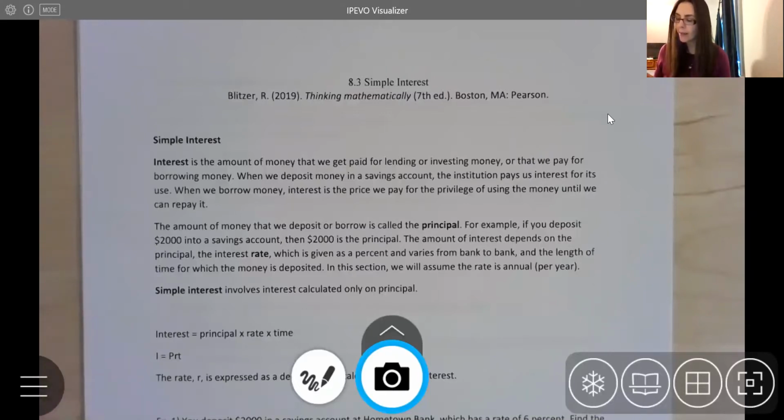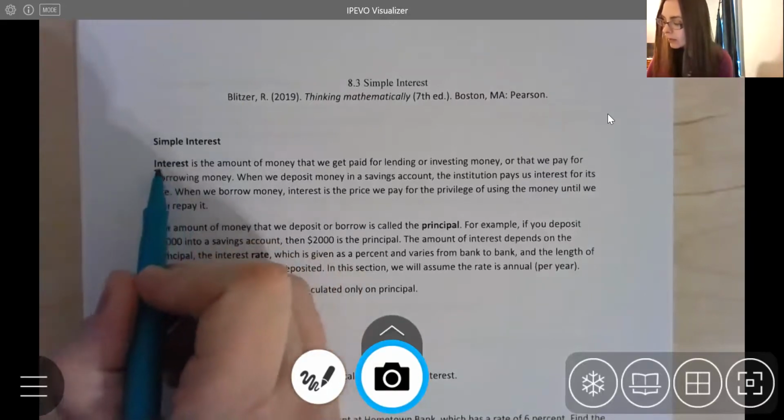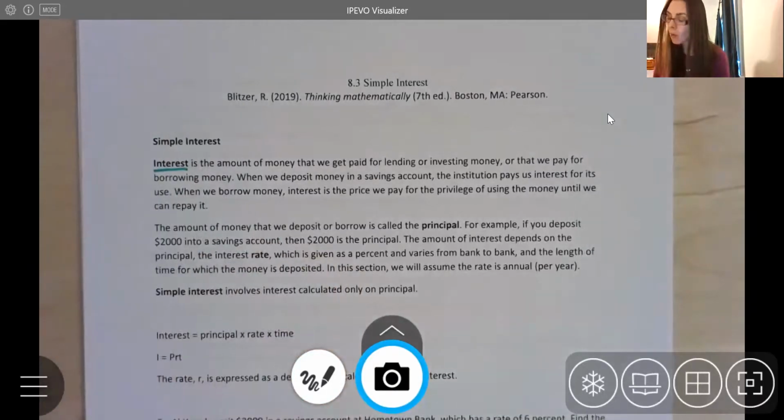Interest is the amount of money that we get paid for lending or investing money, or that we pay for borrowing money. So when we deposit money in a savings account, the institution pays us interest for its use. Usually this is deposited monthly into your account. Basically, the bank is paying you a small fee for letting them hold your money, because it doesn't just sit there; they actually use it for other investments. So they're using your money to make money, and they're paying you the interest instead.